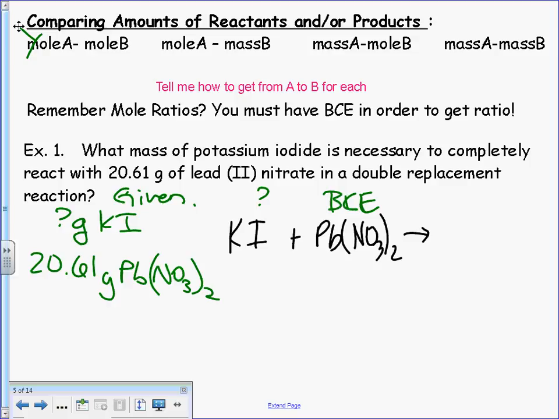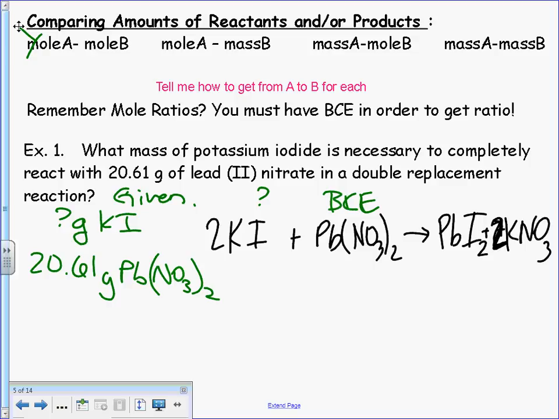Products: lead(II) iodide and potassium nitrate. Does it matter which way you started? It does not. I knew it was lead(II). The charge of lead stays the same, so that's why you do have to take that over with you. Balance it by putting a 2 in front of potassium nitrate and then potassium iodide.